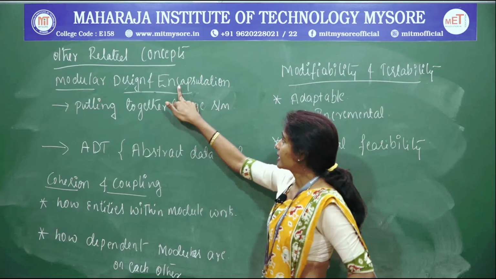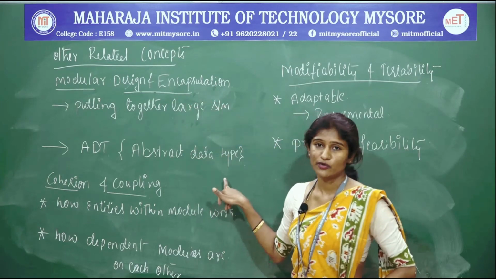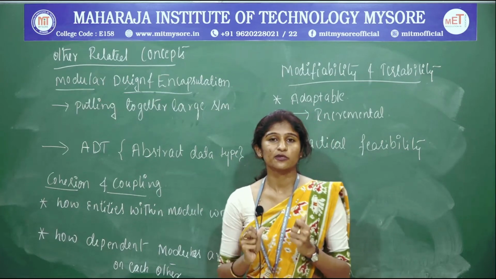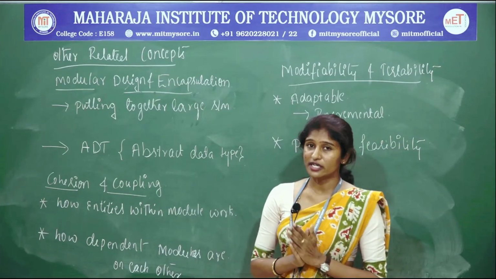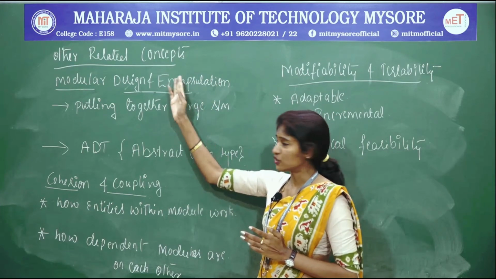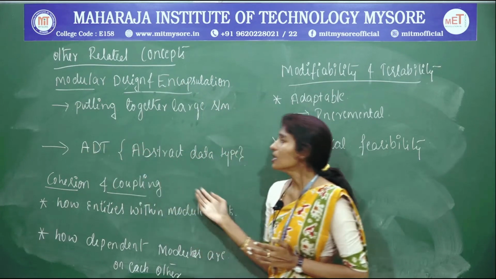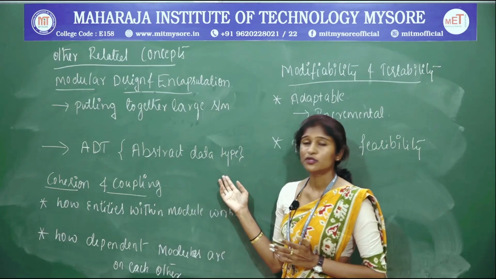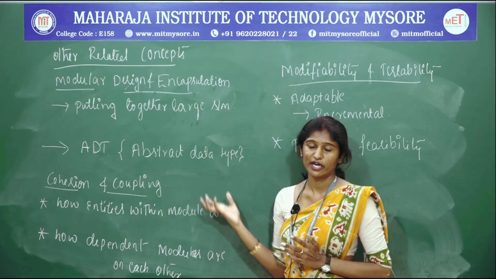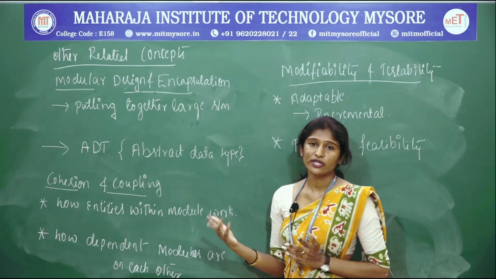What is encapsulation? You already know it is going to hide the details. It is not going to expose the implementation details. In order to provide this feature, we have the concept called ADT, abstract data types. For abstract data types, you can use the primitive data types, that is int, float, char and all.